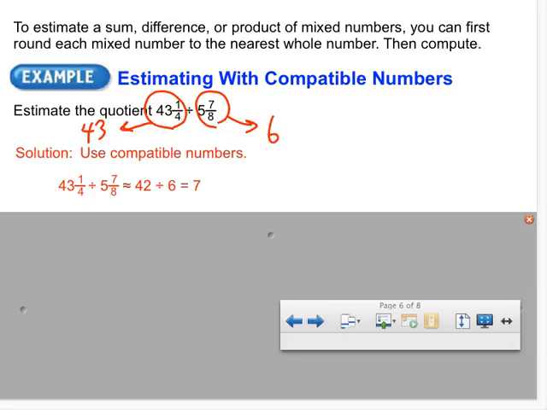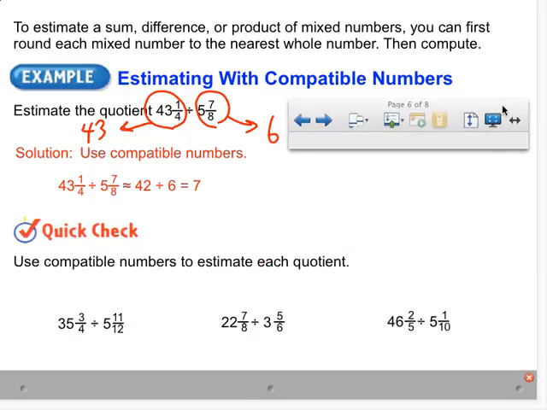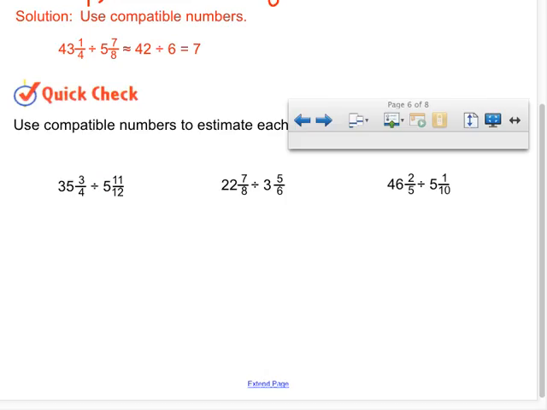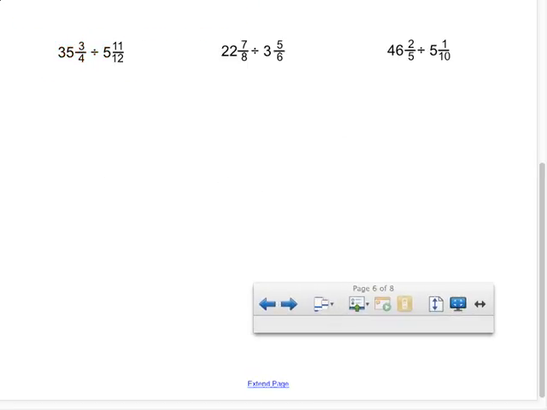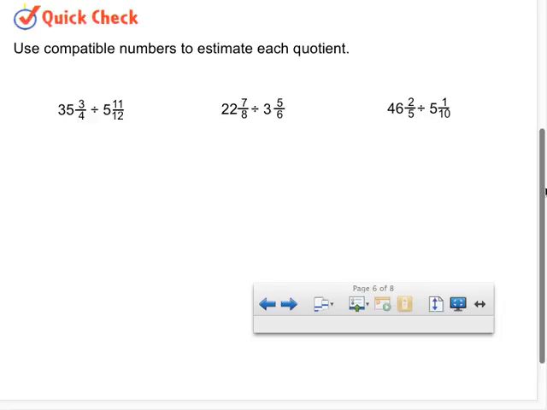Okay, now, are there any questions about this? Because we're almost done with the lesson. Here's what you need to do next. See if you can answer these right here, using the strategy we just discussed and Richard just helped us out with.